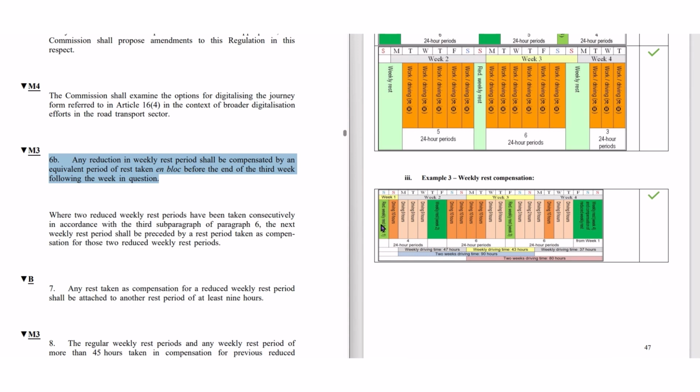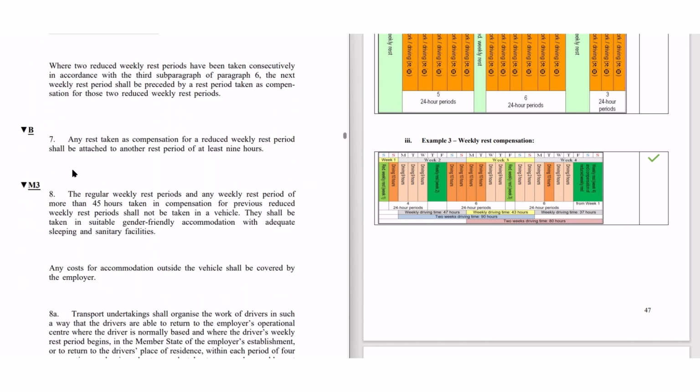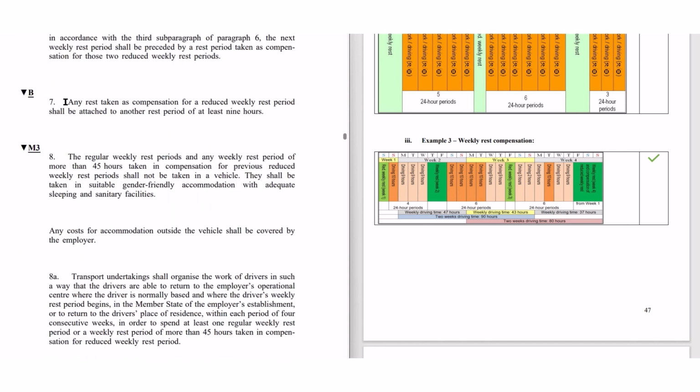The compensation must be attached to another rest period and taken in full. Which rest periods can you attach the compensation to? Any, reduced or regular daily rest and reduced or regular weekly rest. In plain driver terms, that means you can attach it to a 9, 11, 24, or 45-hour rest.